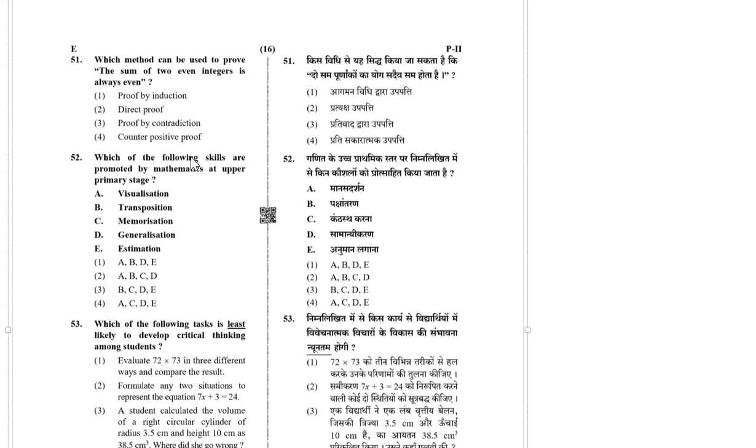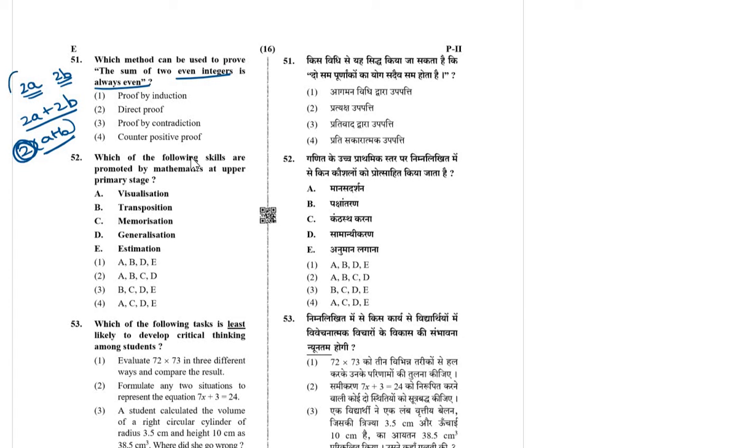51. Which method can be used to prove the sum of two even integers is always even? Okay. So how can we prove the sum of even integers is always even? I am taking the first even integer 2a, second even integer 2b, because any number multiplied with 2 is an even number. This is one even number, second even number. Sum of these two numbers: 2a plus 2b. So take the 2 common out: 2(a plus b). So the sum of the two numbers is again a multiple of 2. Therefore, it is again an even number. That is the direct method. This is direct proof. Okay, the answer is direct proof.